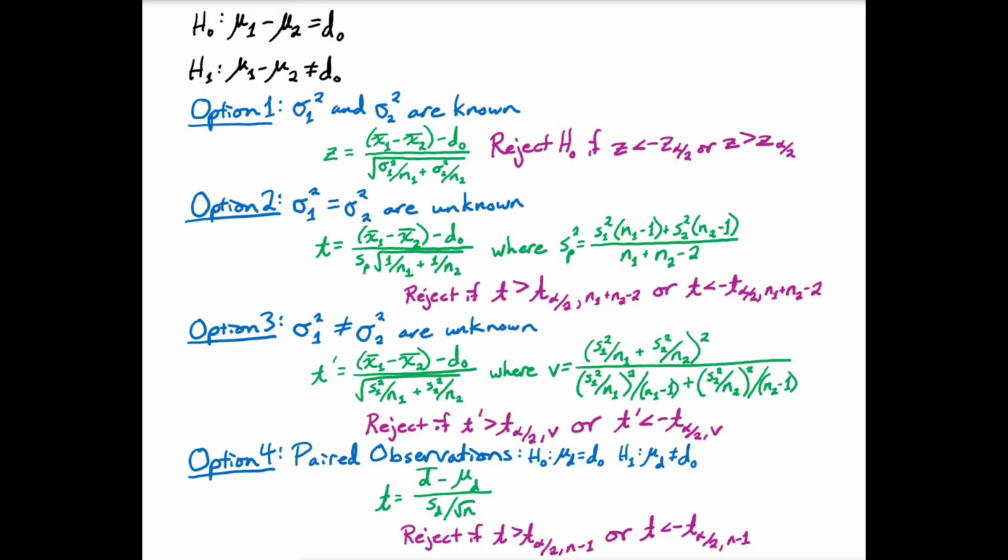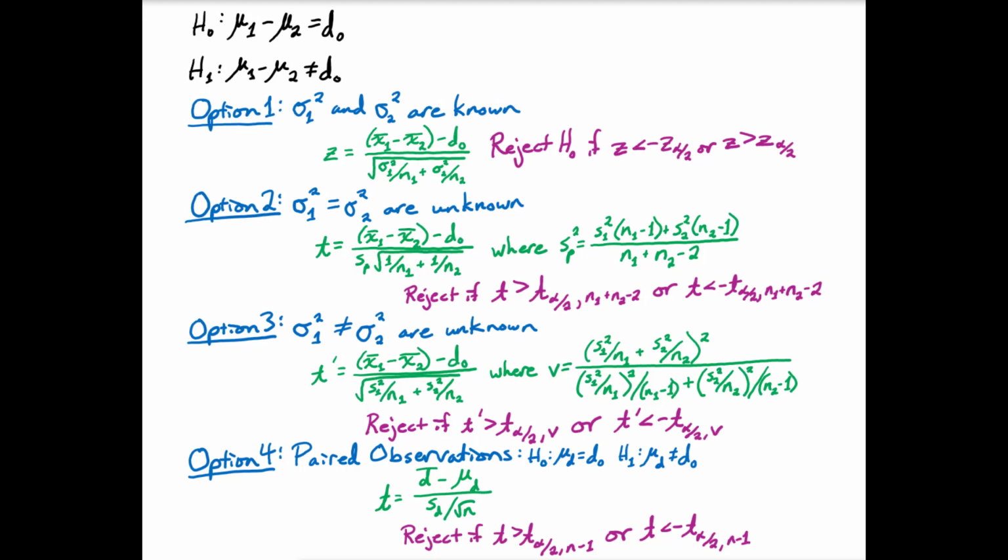We're going to talk about testing the difference between two population means. So we'll have two samples from two populations, and we want to know, is there a difference between the means? Now, the null hypothesis we'll be working with is that the difference between the means is some value d naught. A common value to choose for d naught is 0.